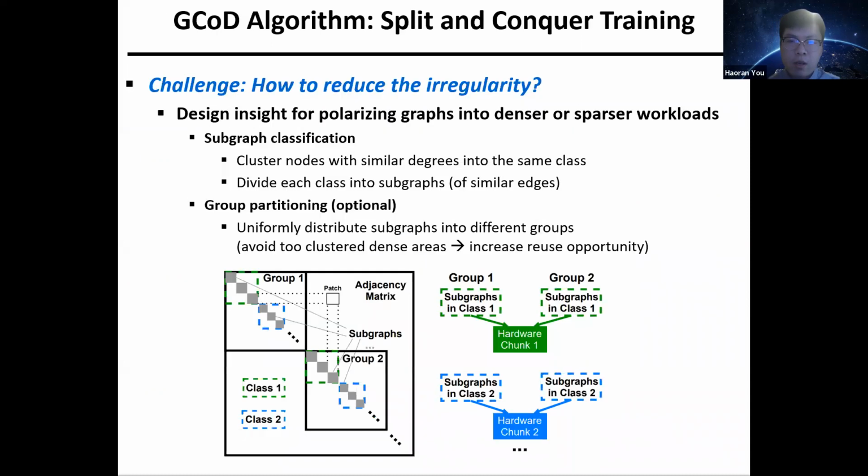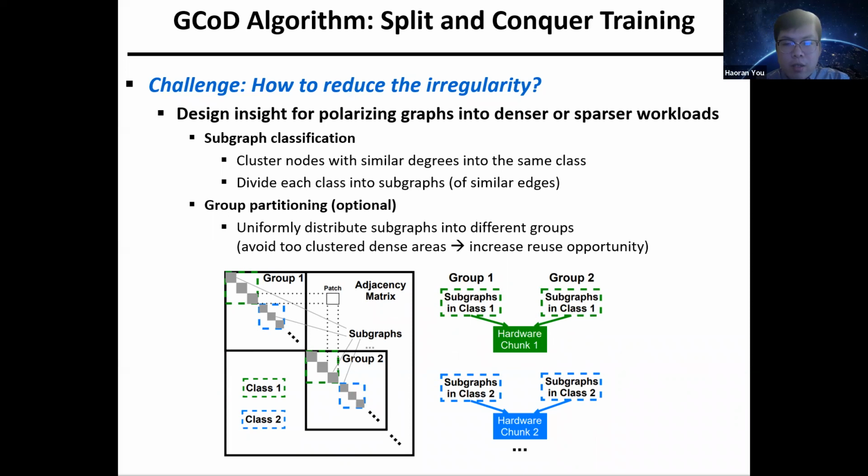For the GCoD algorithm, the challenge is how to reduce the irregularity. Our design insight is to polarize the graphs to be either denser or sparser by adopting subgraph classification. In particular, we first cluster the nodes with similar degrees into the same class. As shown in the figure below, the green box and blue box represent two different classes. Then we divide each class into subgraphs of similar edges or workloads, so that different subgraphs within the same class can be accelerated using the same sub-accelerator.